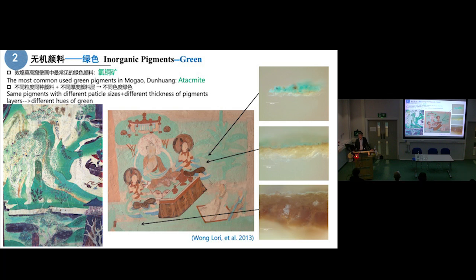You can see very fine and very heavy, different colors. Different colors use different particle sizes. It's the same mineral, but a different particle. So ancient painters can use a different particle size, drawing a different style, maybe a different layer. You can see the cross section is atacamite. It's very fine, and this is also atacamite. This one is very light color and a very heavy color.